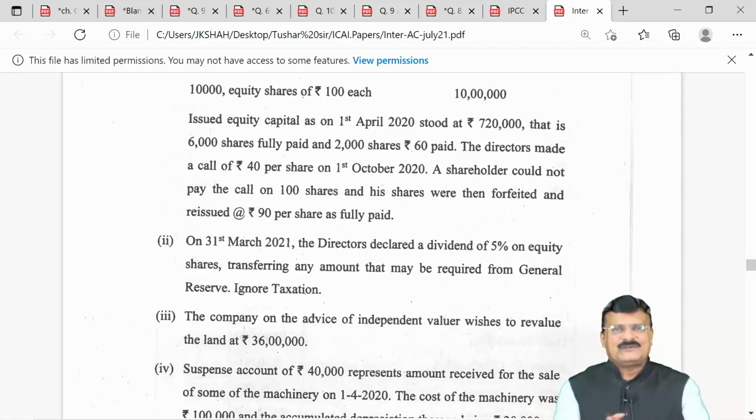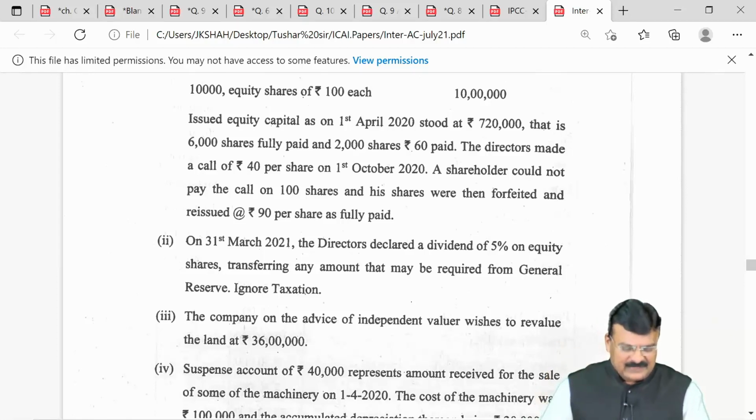So in short, all shares are now fully paid for you, because if you see 100 shares were forfeited and then they were reissued, so there was no problem. All shares are fully paid now. Plus you will have an incurrence of capital reserve, that will go to reserves and surplus. On 31st March 21, directors declared a dividend of 5% on equity shares after transferring any amount that may be required from general reserve. Amount transferred to general reserve. Ignore taxation. That is there in your theory, transfer to general reserve provision.